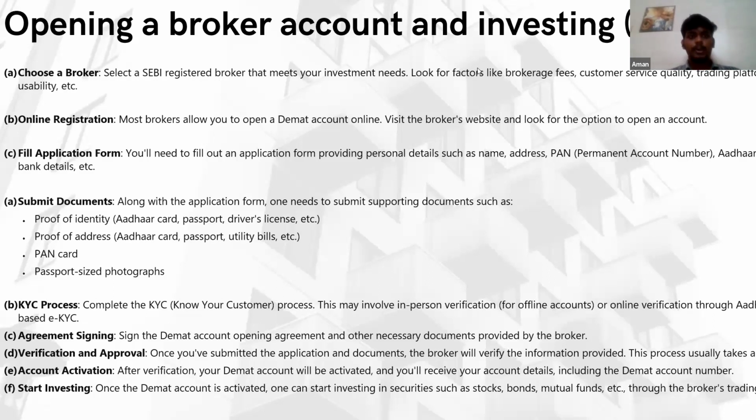But the main point to choose a broker for most of the people is the brokerage, which we'll talk about in the next slide. Then the process of registering, so online registering. Almost all the major brokers allow you to open your Demat account online. There is virtually zero physical documentation or signing required. You need to fill out an application form providing your details like name, address, PAN number, Aadhaar number, and bank details.